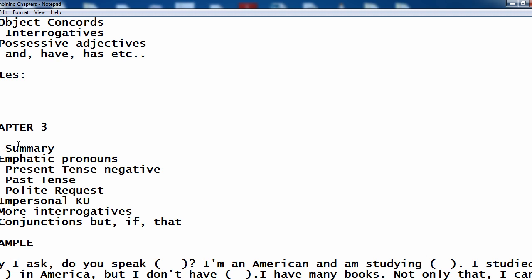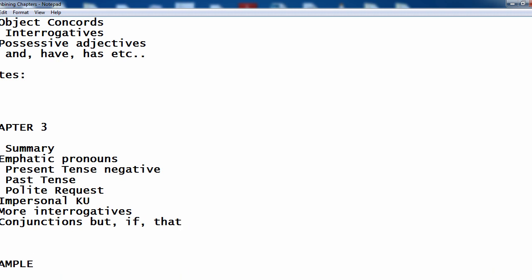So one, there was a summary. Two, emphatic pronouns, present tense, negative, past tense, polite request, impersonal ku, more interrogatives, conjunctions: but, if, that. And then again, the notes. Go down here, put notes, and then take your notes on that stuff. Make up example sentences. So that's the point.